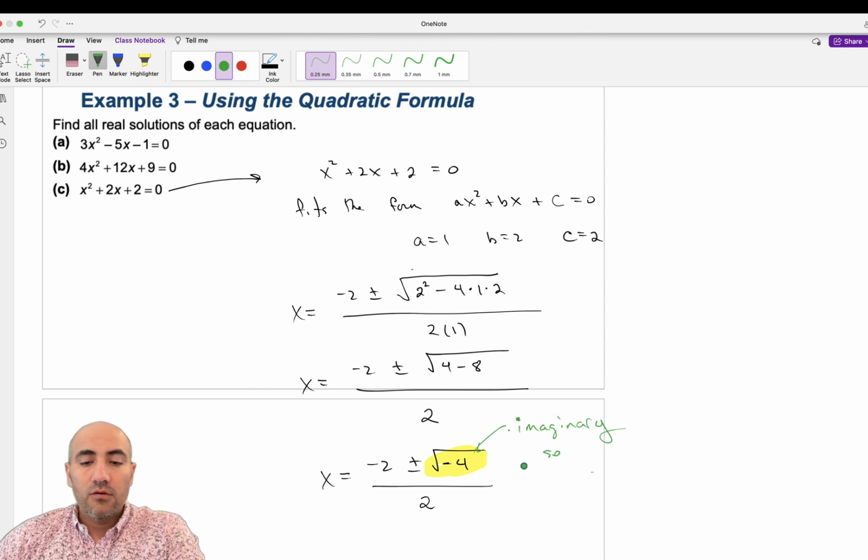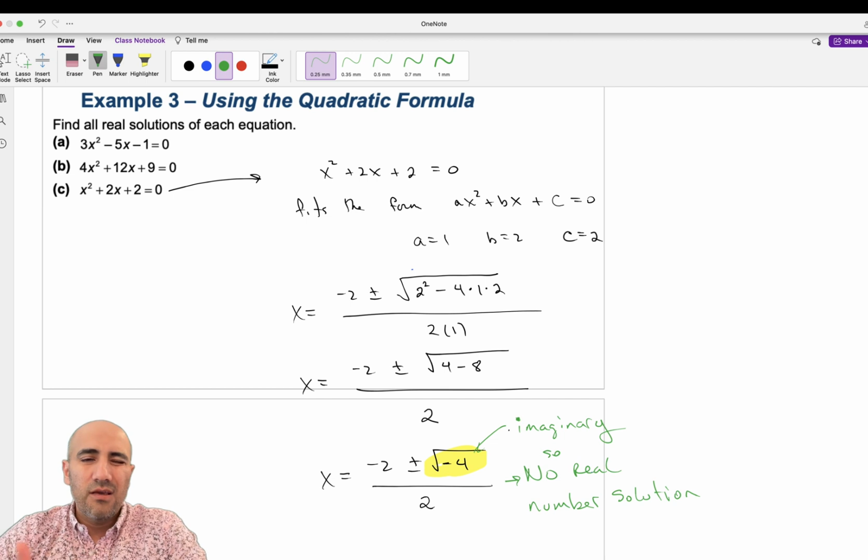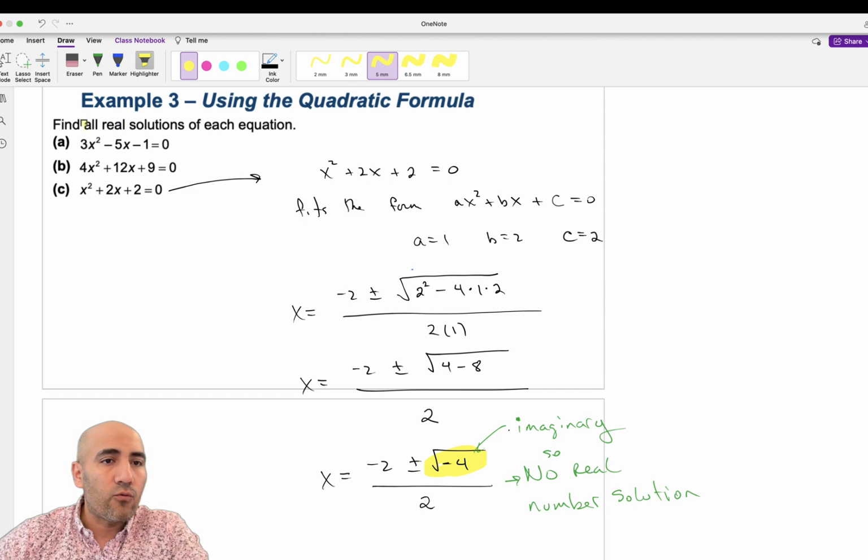So no real number solution. We'll get to the imaginary, or complex numbers, soon. But for now, we just stop and say there's no real number solution. By default, if something asks you to find a solution, we know they're looking for the real numbers. But in this particular case, it in fact said find all real solutions. So pay attention to the instructions.